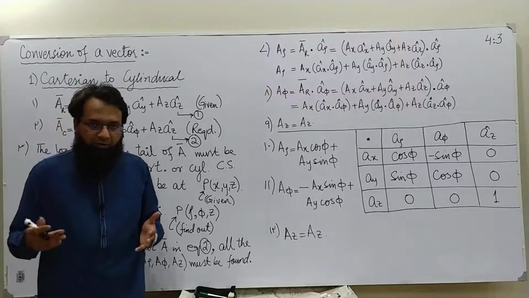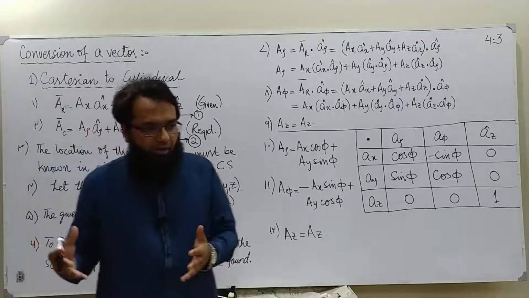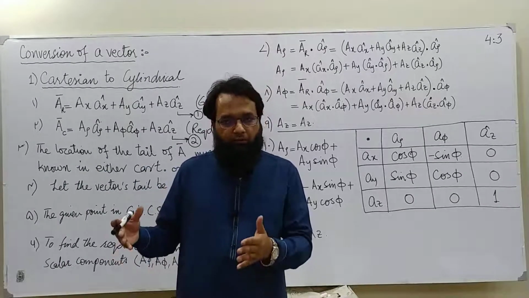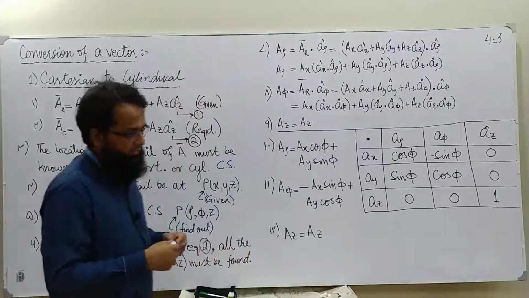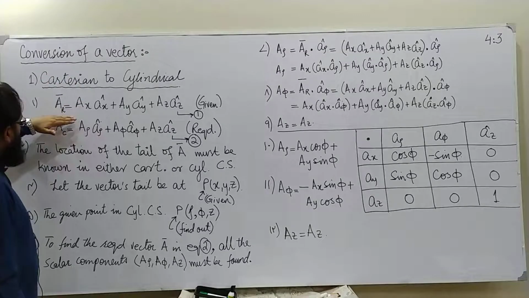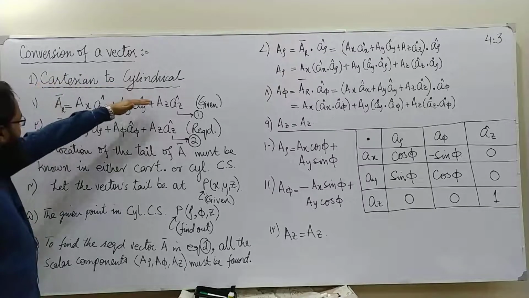That if we have a vector in a particular coordinate system, how to convert that vector from one coordinate system to another coordinate system. So we'll take this first example: if we already have a vector which is in Cartesian coordinates, how to convert that vector from Cartesian to cylindrical coordinate system.